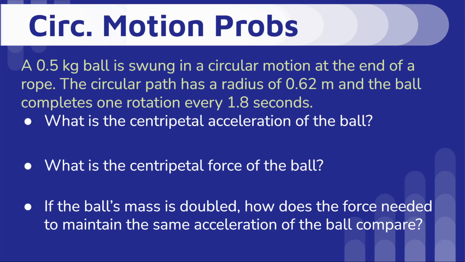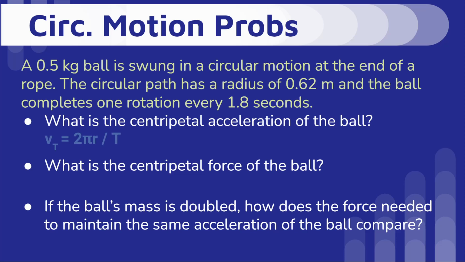All right, let's look at this one. A 0.5 kilogram ball is swung in circular motion at the end of a rope. The circular path has a radius of 0.62 meters, and the ball completes one rotation every 1.8 seconds. What is the centripetal acceleration of the ball? If I look at my equations, I know I can find centripetal acceleration if I have velocity and radius, or if I have force and mass. I can see it in both of those two equations.